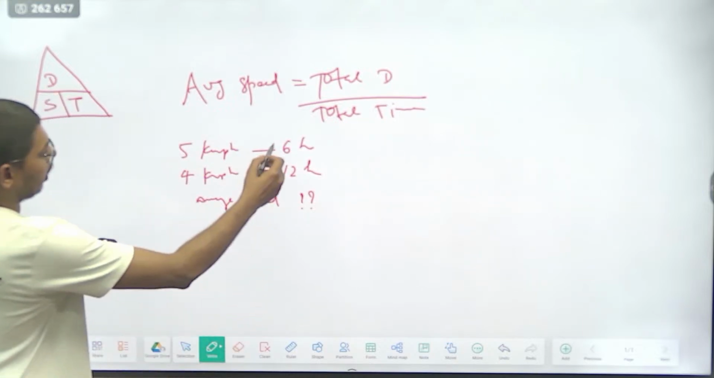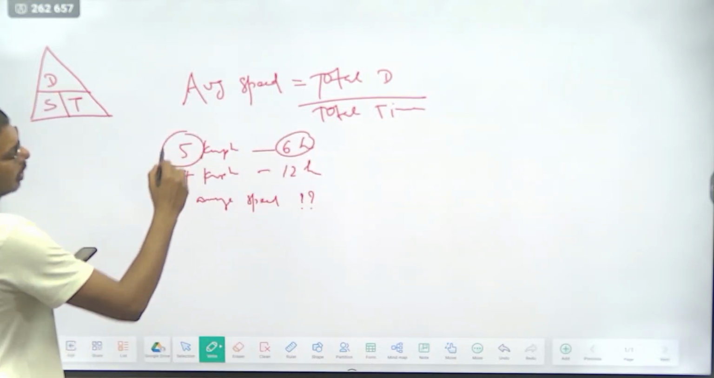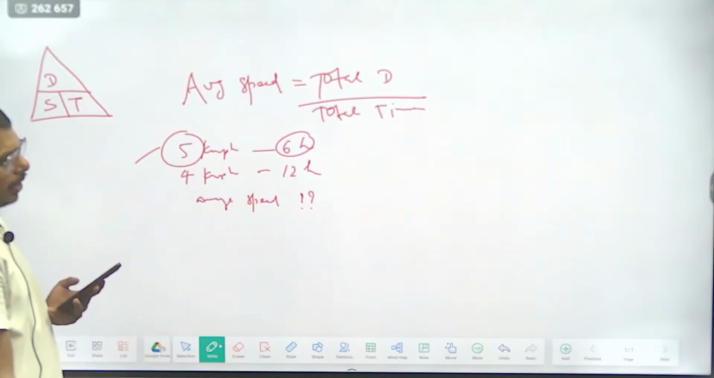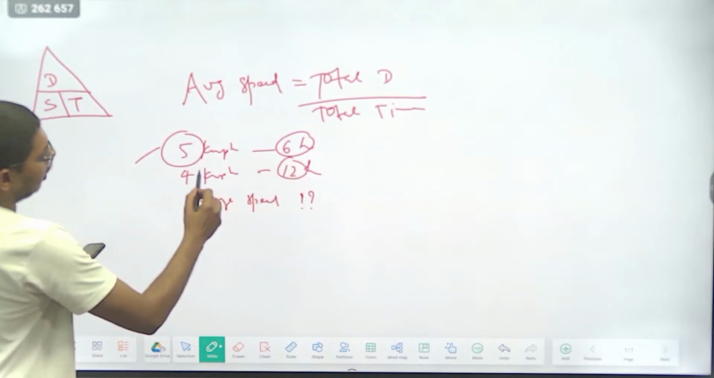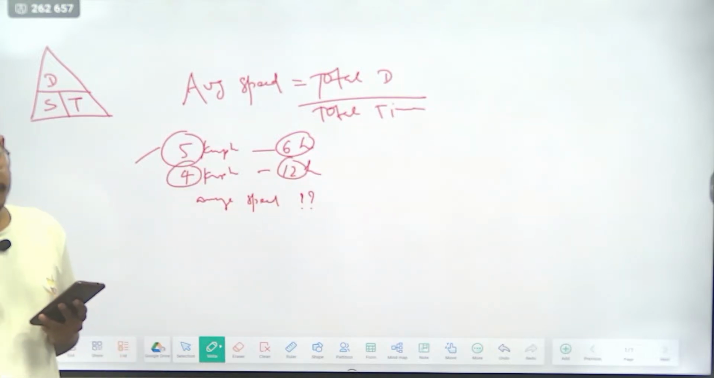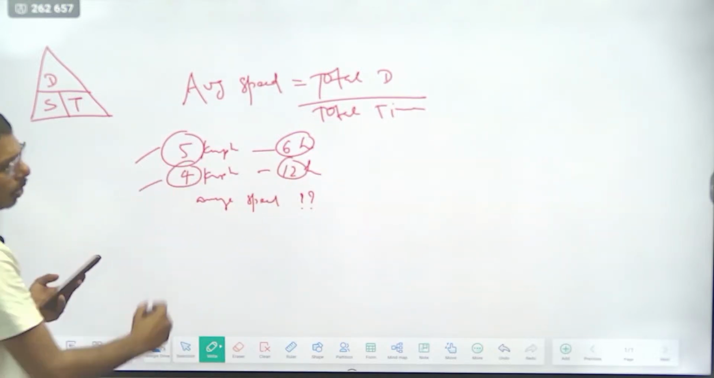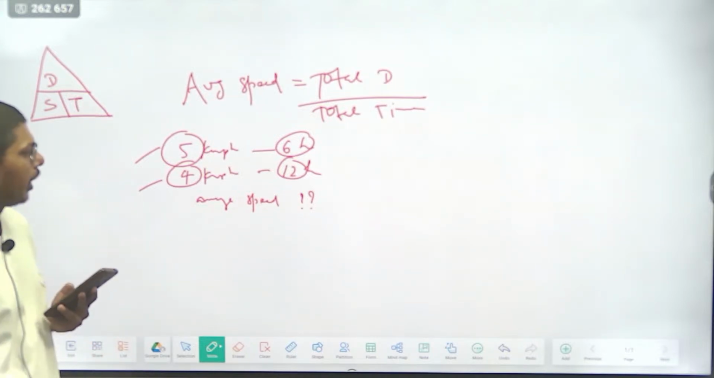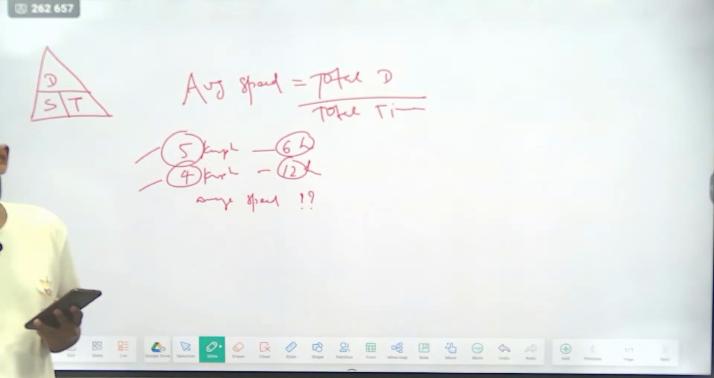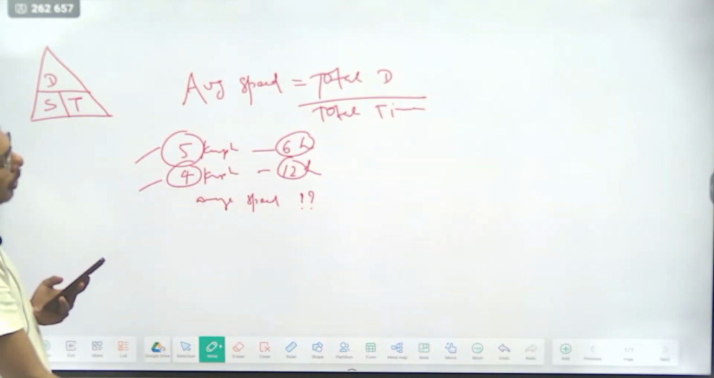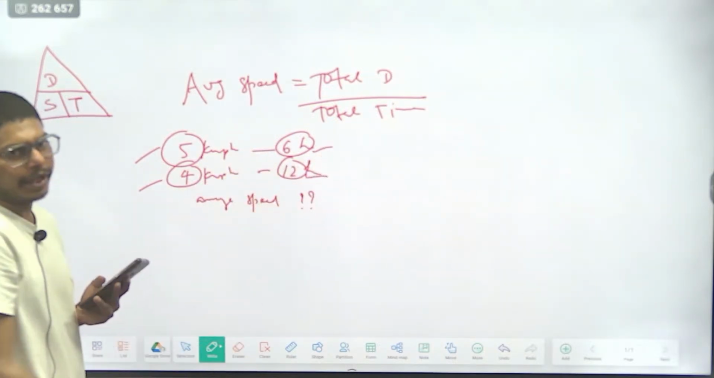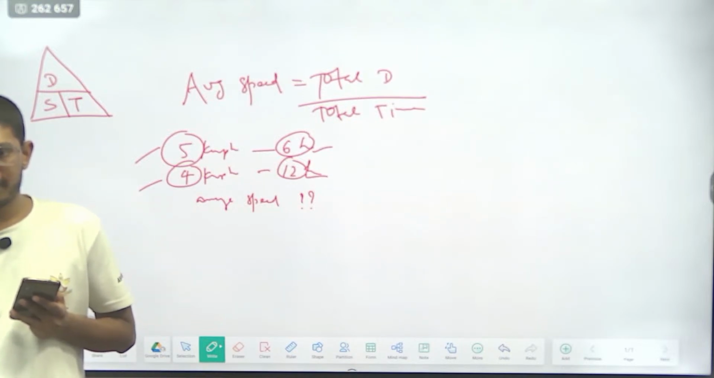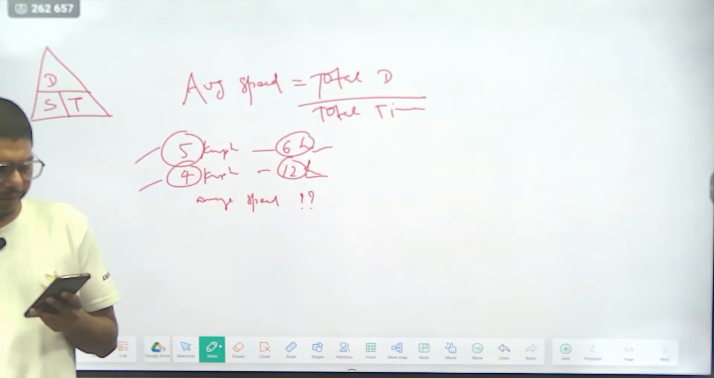The multiplication of these two is 30, which is your distance traveled at 5 kmph, and over here 12 into 4, 48, is the other distance traveled at the speed of 4 kmph. 30 plus 48 is how much? 78. That means total distance, the numerator, is 78. Total time is how much? So 78 by 18 is how much?